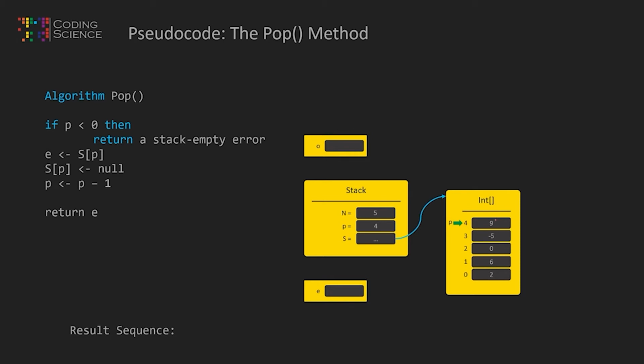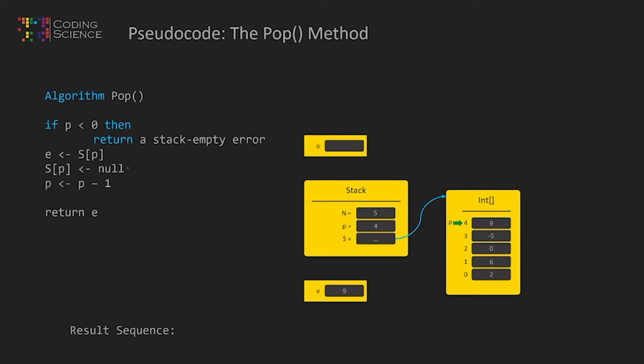So let's start with the first element. We start on top because it's the latest element that has been pushed into the stack. P is at 4, so we're here. The first thing we do is to check if P is inferior to 0. In this case it's not, it's 4. So we will ignore the error and we'll just go to the next step. Now, as we've seen, this takes the value in S at the position P. So here 4, this is 9, and it will put it in E.